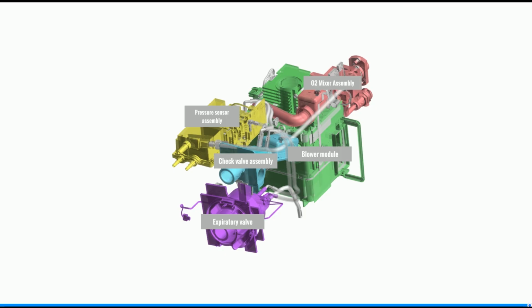You should now have a good understanding of the basic pneumatic concept of the Hamilton T1. Please review any part of this module if in doubt, or check with your Hamilton Medical Technical Support representative.